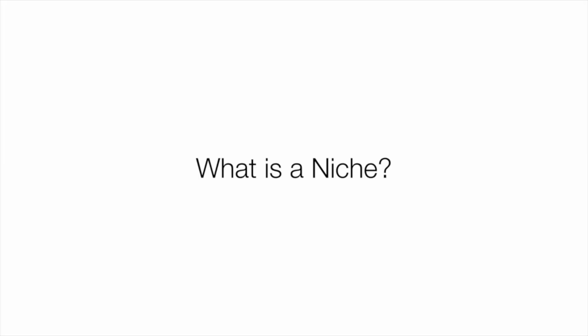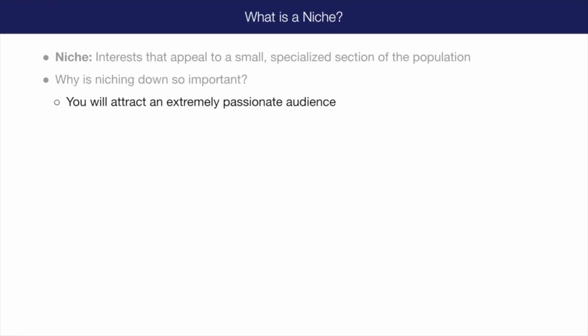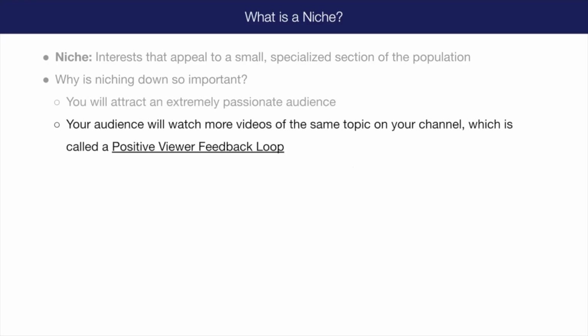So you might be asking, what is a niche? Why is it so important? A niche is interests that appeal to a small specialized section of the population. And why is niching down so important? The reason why we niche down is because you will attract an extremely passionate audience of people that will come back to your channel, or your audience will watch more and more of the same topic on your channel, which is something called a positive viewer feedback loop. People will keep coming back to your channel, keep watching more videos, and this causes a cycle. Keep coming back, right? Positive viewer feedback loop.